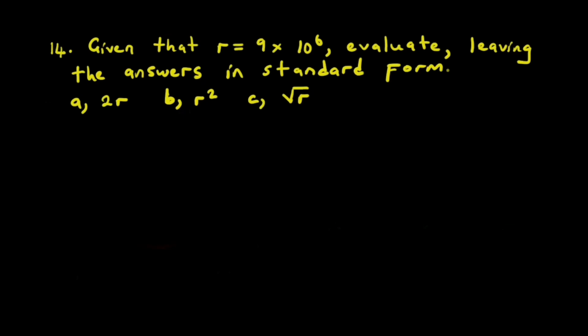Thank you. Tiri kuenderera mberi nequestion paper redu June 2016 ZIMSEC Ordinary Level Mathematics number 14. Question iri kuti, given that r is equal to 9 times 10 to the power 6, evaluate, leaving the answers in standard form. Part A, 2r, then b, r squared, and c, the square root of r. Saka panapa toda kuita part A. Taudzwa isusu kuti r is equal to 9 times 10 to the power 6.